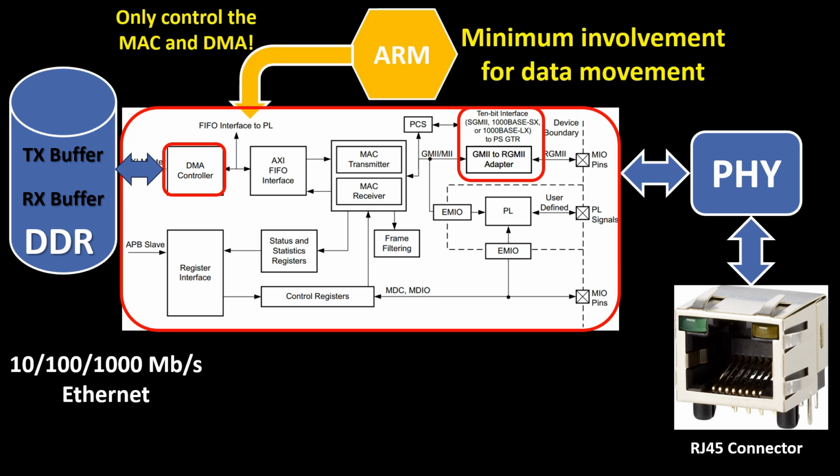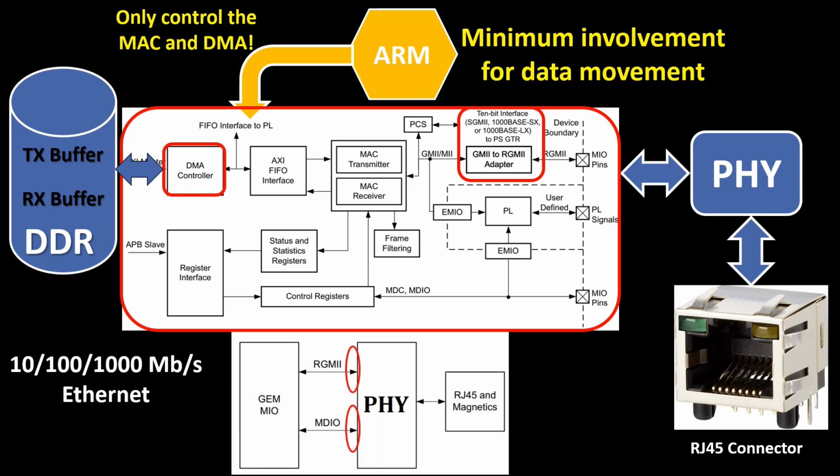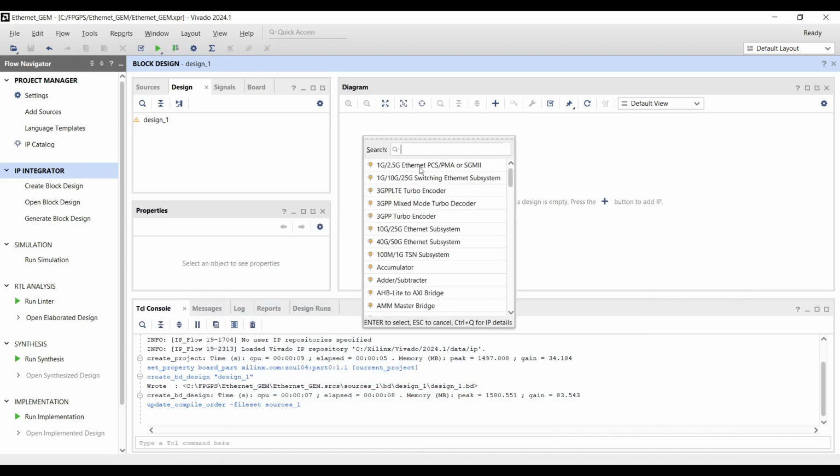Two groups of pins are connected from the MAC controller to the PHY chipset. The first one is the MIO pins that cover the various transmit and receive lines needed for Ethernet communication. The MDIO pins facilitate communication between the MAC controller and the PHY chipset, enabling configuration, status monitoring, and management of the PHY.